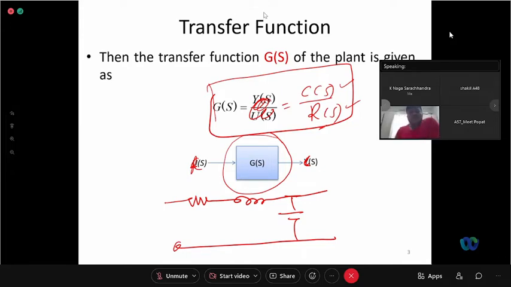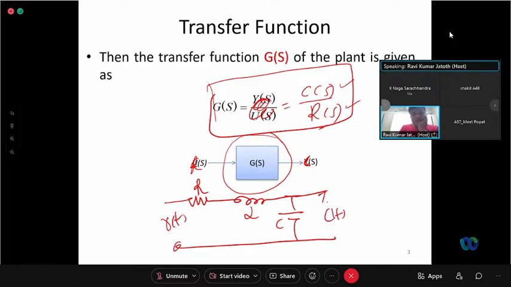Yeah. So now, if you try to take the reference input R of t, this is R, L, and C, and the output is the controlled output C of t. The input is a voltage to this, and the output is also the voltage across the capacitor.